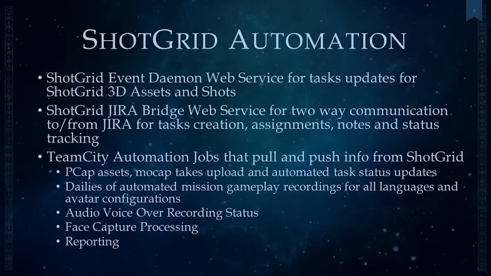On the ShotGrid automation side of things, we have the following building blocks. First, we have a ShotGrid event daemon web service for task updates for ShotGrid 3D assets and shots. Second, we have a JIRA bridge that connects ShotGrid to the JIRA bug tracking service, so we can have two-way communication to and from JIRA, and that allows us to keep track of task creation, assignments, notes, and status tracking. Finally, we have a TeamCity automation family of jobs that do the pull and push into ShotGrid.